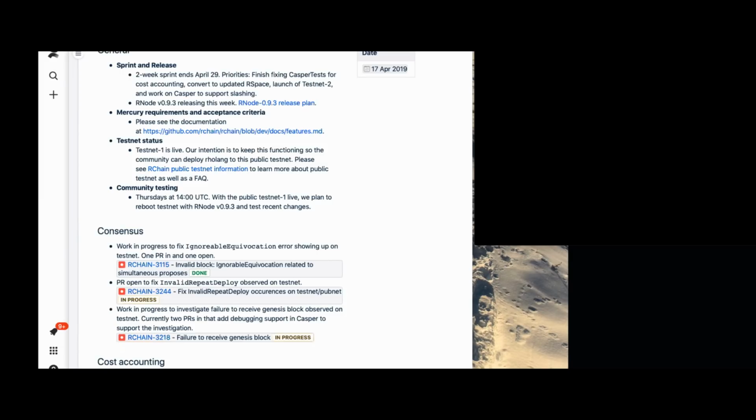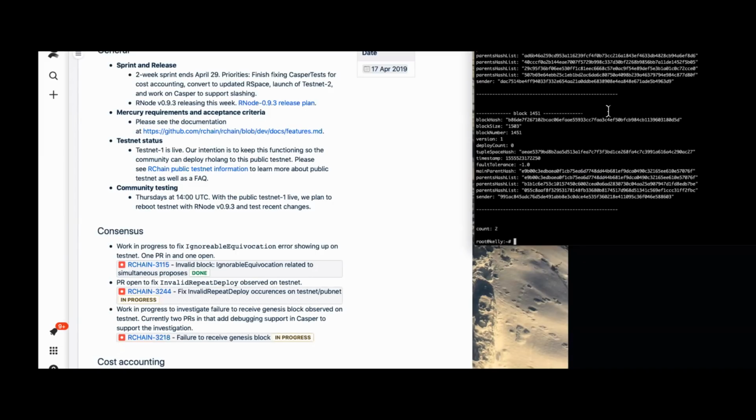I do have a node running right now, and I'm looking at the public testnet. I'm looking at node 3, which is a validator. And you can see we're looking at block 1451. We as a development team are not doing any proposing on this network. This is related to blocks that the community is producing. And that's also been really good to see. So many thanks to our community members for participating on PubNet.